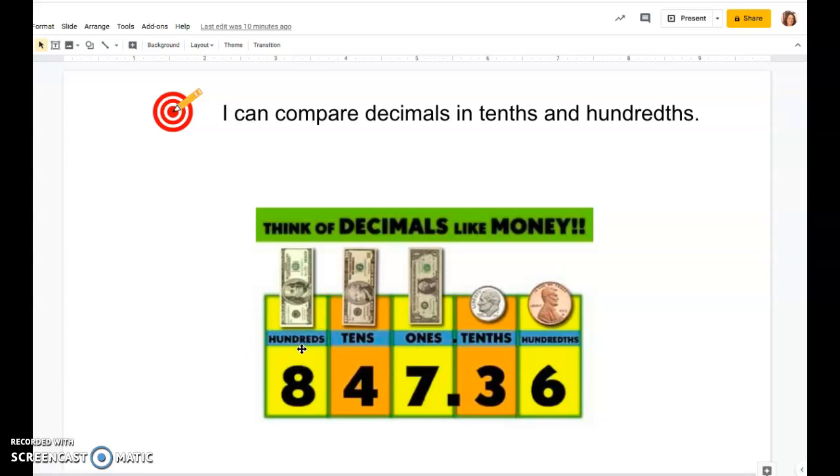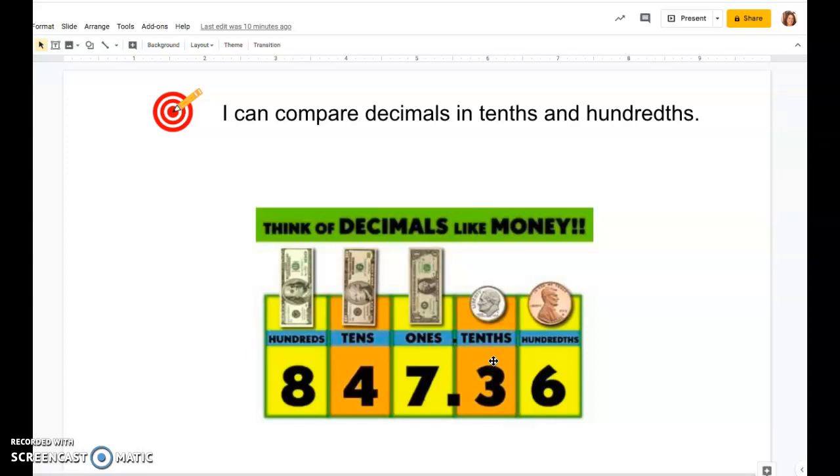For example, the 8 is in the hundreds place value, which represents a $100 bill. The 4 is in the tens place value, which represents a $10 bill. The 7 is in the ones place value, which represents a $1 bill. And then here's the decimal point. Anything to the right of the decimal point is less than one whole dollar.